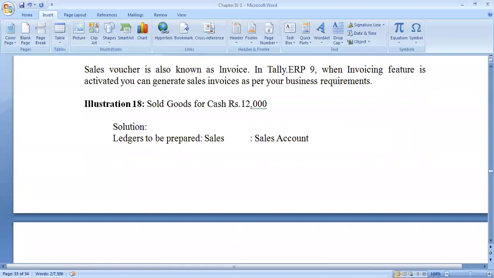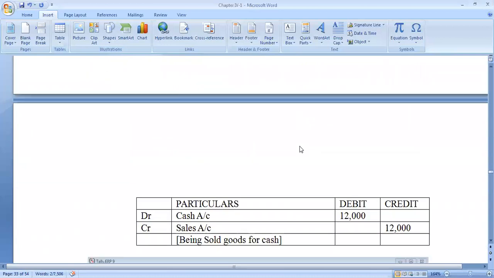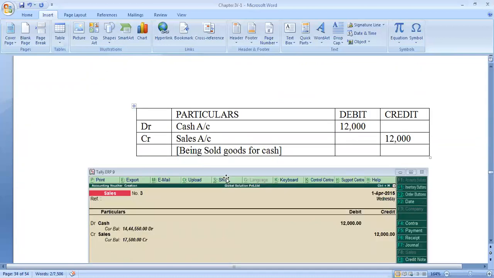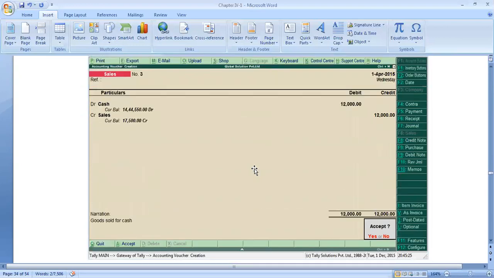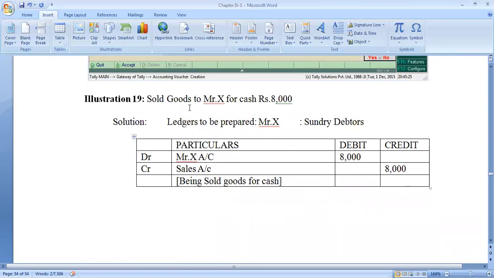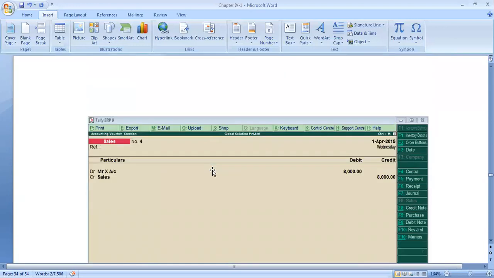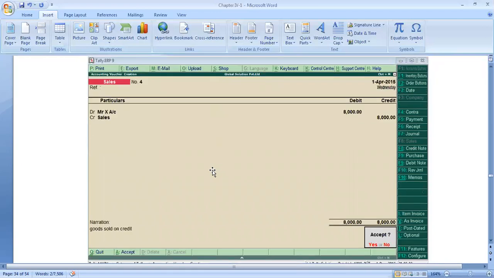Okay. So the ledger to be prepared is sales. So sales falls under the group sales account. So debit the cash, credit the sales. This is how the entry goes on with Tally ERP 9. Clear? Next. Sold goods to Mr. X for cash rupees 8,000. The name is mentioned here. So whenever there is a name mentioned, just write the name itself. Whenever there is no name, write cash. So Mr. X account attached to sales account. Here the transaction goes on with this.